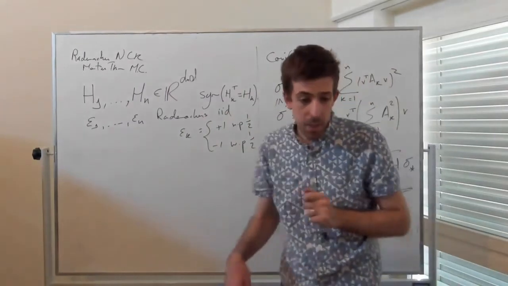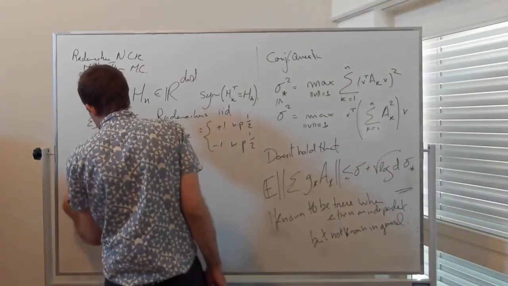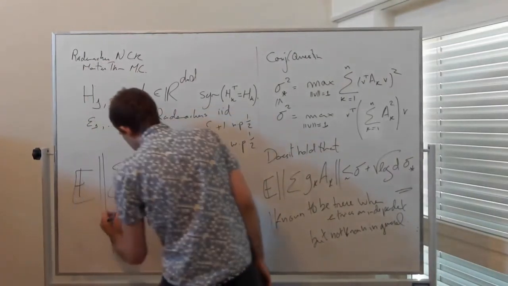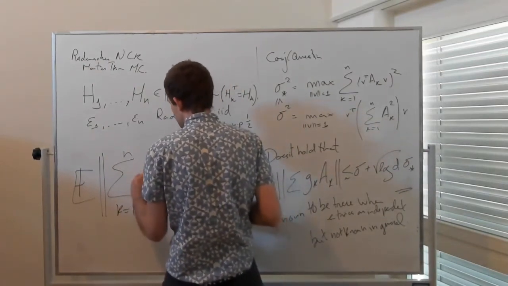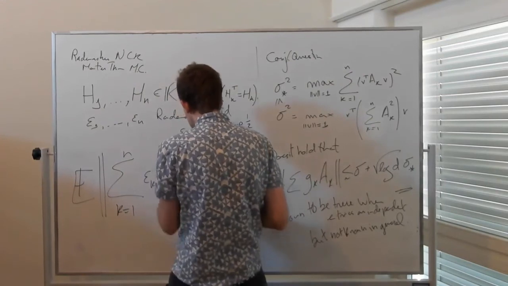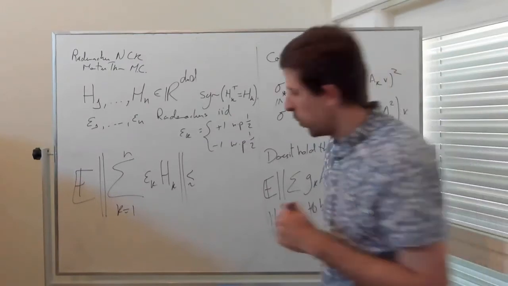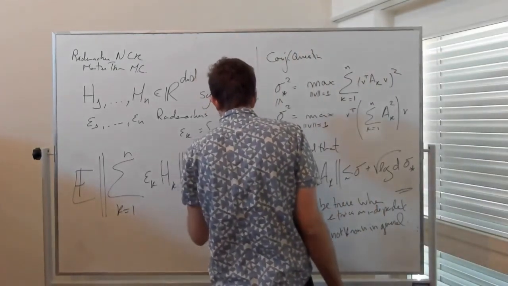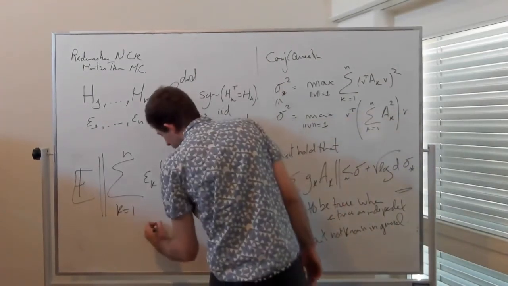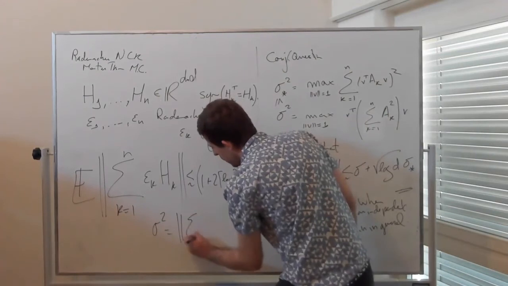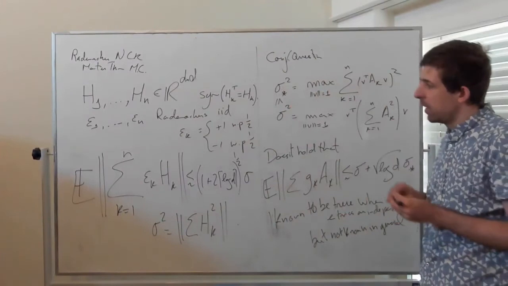Now the claim is the following: the expected value, it's exactly the same inequality. The expected value of the norm of the sum, k equals 1 to n, of epsilon k times H k, is smaller or equal than, now let me get the right constants, 1 plus 2 t alpha, so the sigma over sigma squared is exactly the same thing. So this is precisely Khintchine, but a Rademacher version of it.